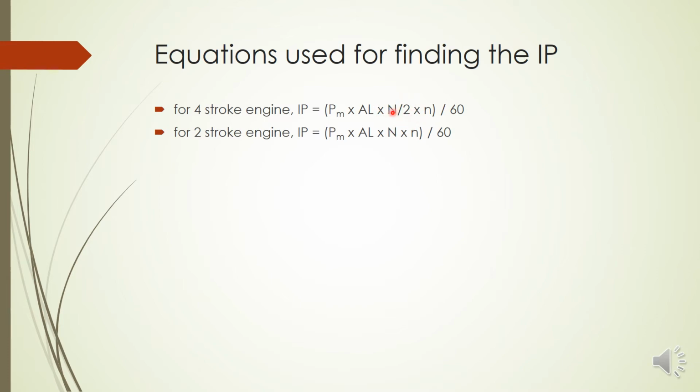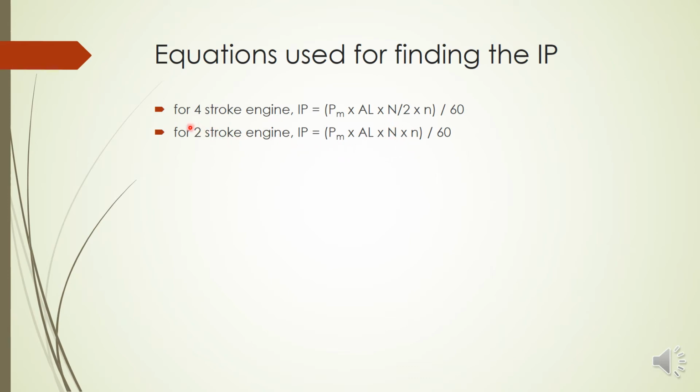So if you have 300 rotations, the working cycles will be only 150. That is why we have to divide N by 2 in a 4-stroke engine. But in a 2-stroke engine we have only 2 strokes, with one power stroke, so a power stroke is produced in 1 revolution of the crankshaft. So we can take N as such, because 300 rpm means we have 300 cycles. That is why we are not dividing N by 2 here.